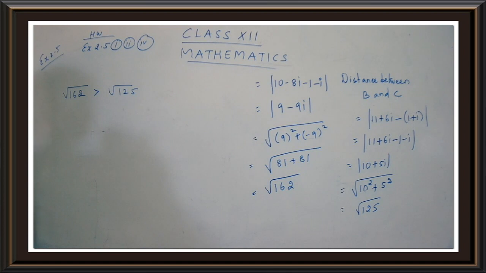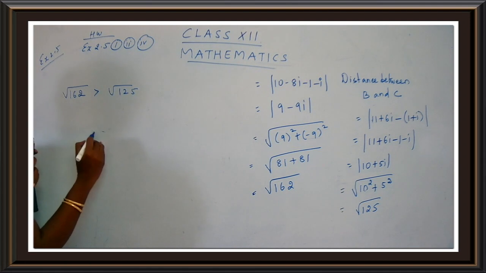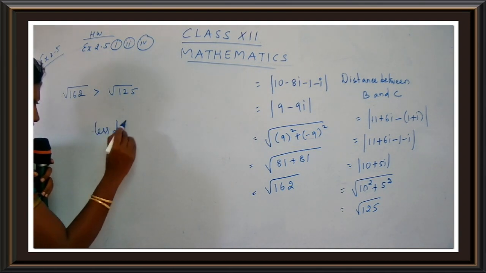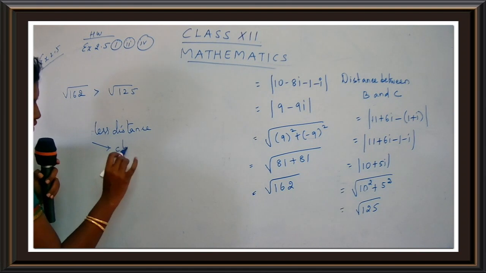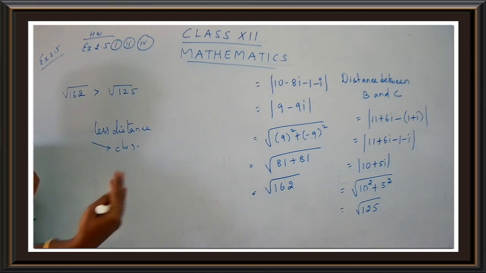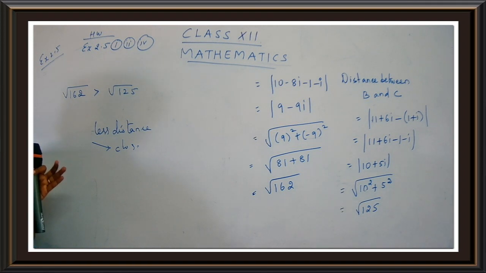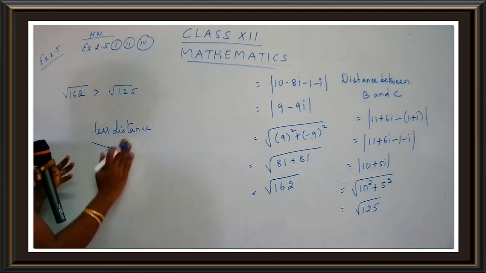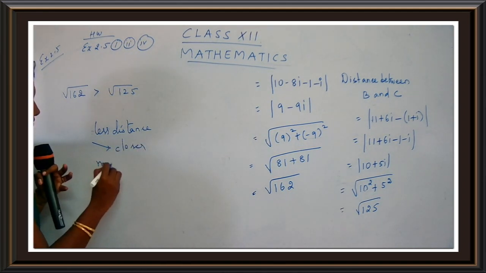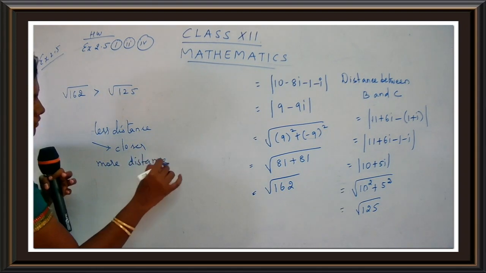If the distance is less, that means you are closer, and if the distance is more, you will be farther. If you and I are standing at a distance of 15 centimeters, 30 centimeters, we are closer. If we go for 1 kilometer, 2 kilometers, we will be farther. So less distance, closer; more distance, farther. F-A-R-T-H-E-R, farther.